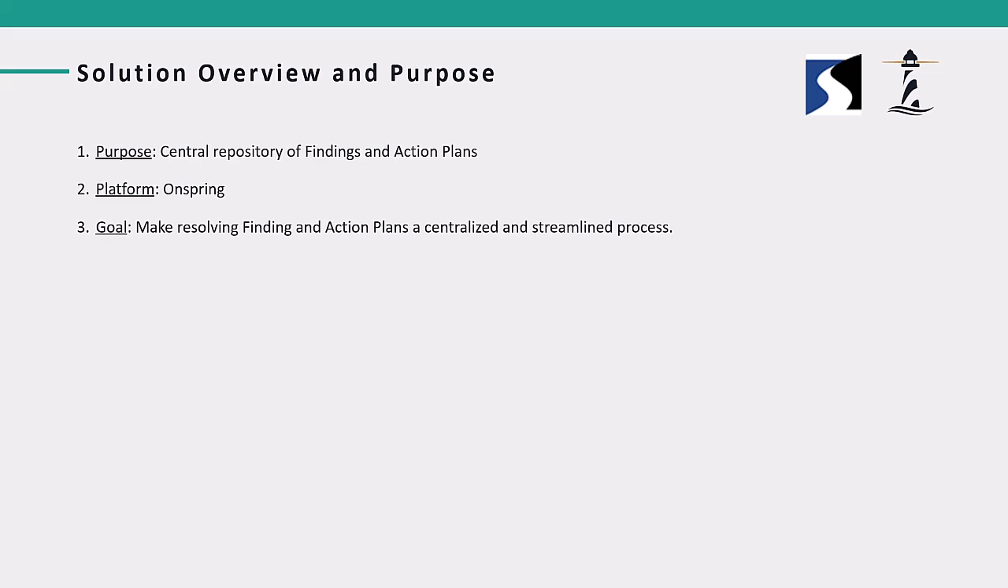OnSpring is used to manage various governance, risk, and compliance, and other automation activities for Sutton Bank. So please expect to see emails from OnSpring. Ultimately, the goal of this solution was to make resolving findings and action plans a centralized and streamlined process for all parties involved.